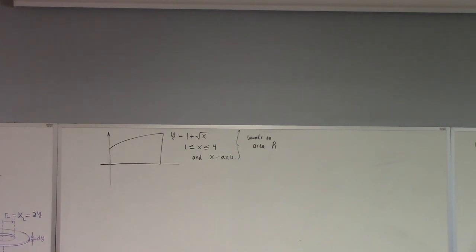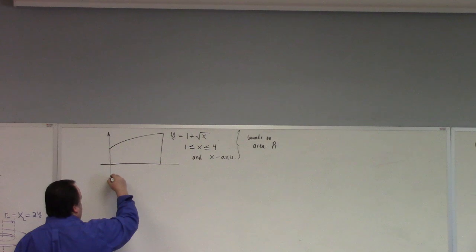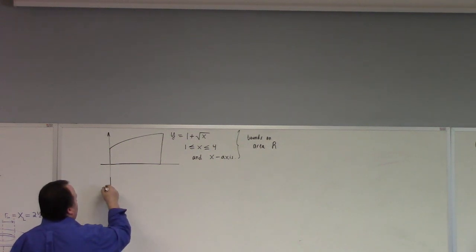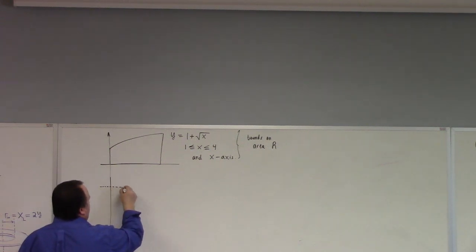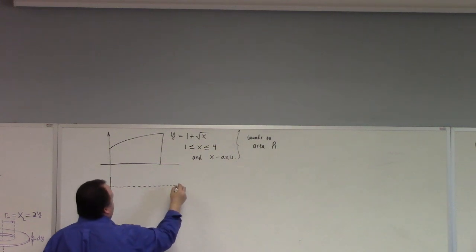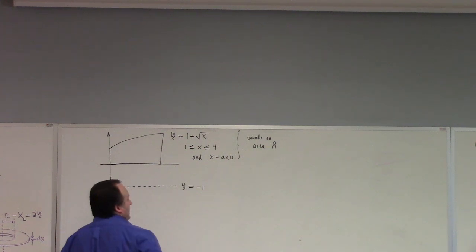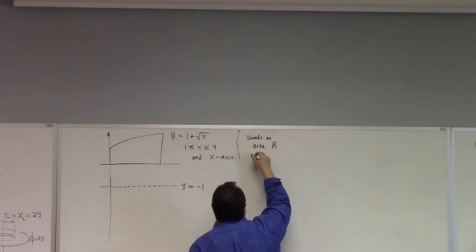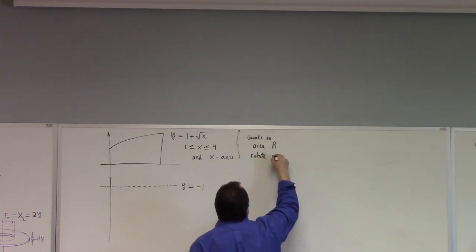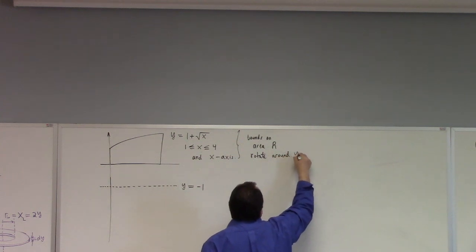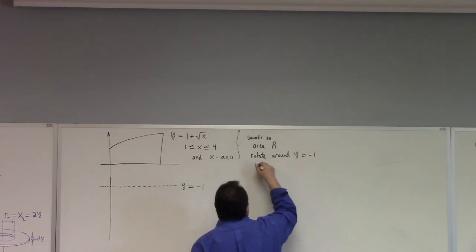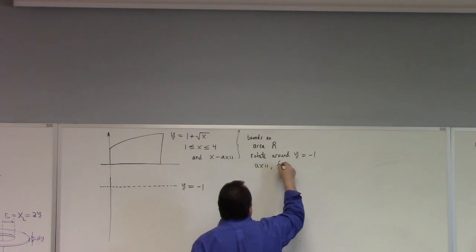Now, instead of rotating it around the x-axis, I want to think about rotating it around something a little bit more interesting. Let's rotate it around the axis down here, let's say. We'll make it relatively simple. Let's rotate it around y equals minus 1. So rotate around the y equals minus 1 axis. Find the volume.